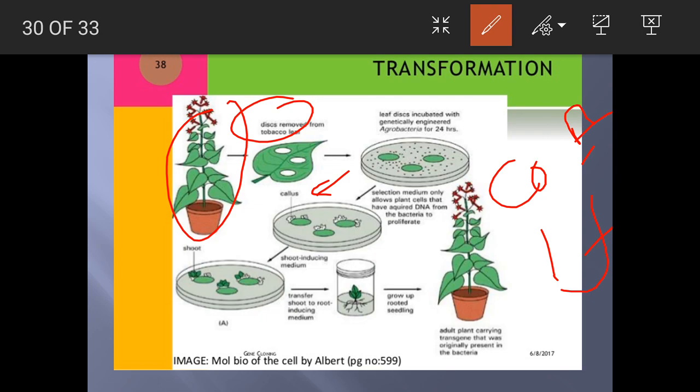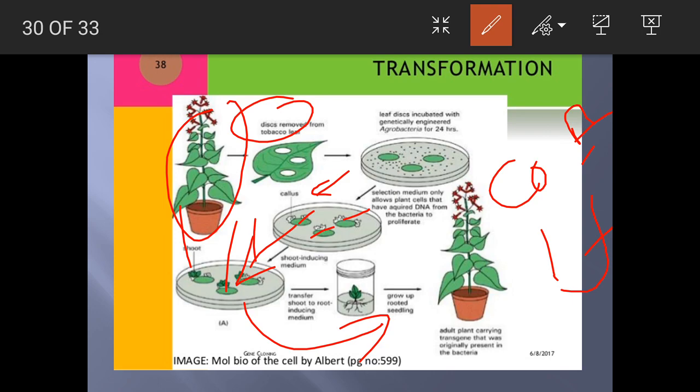Later, this callus is transferred into the medium called the shooting medium. In this medium some shooting hormones are added, so that from the calluses you find the formation of shoots. Then cut those shoots from the callus and transfer them into the rooting medium, where you have added hormones such as IBA, indole butyric acid. Then you find the formation of roots from the shoot.